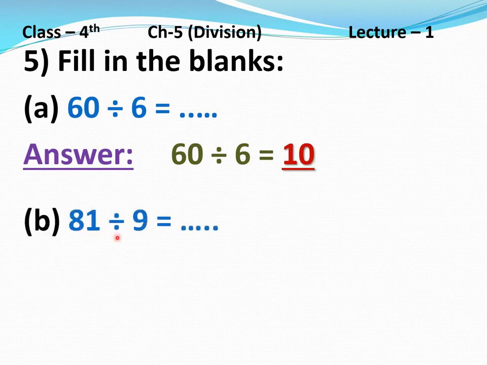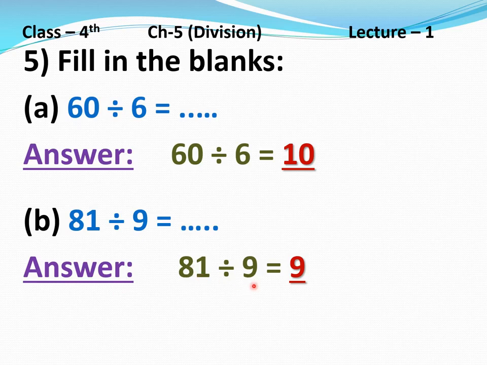B part, 81 divide 9 equal to dash. If you will divide 81 by 9, then you will get 9 as the answer. Clear? Write down answer. 81 divide 9 equal to 9. So 9 is the answer.